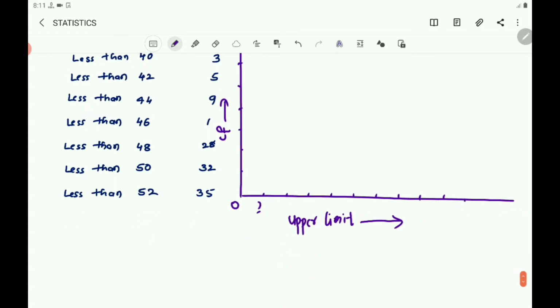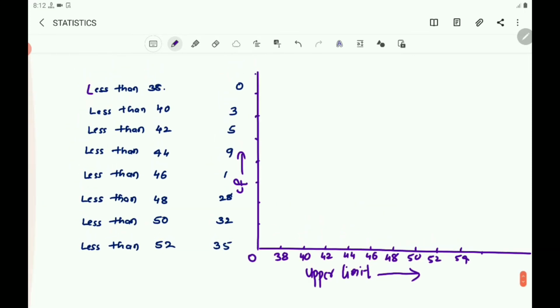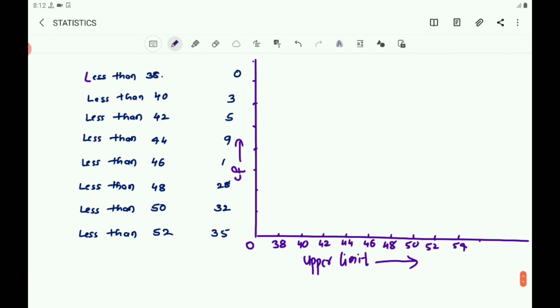Then you take 38, 40, 42, 44, 46, 48, 50, 52, 54, like this way. And here you take 5 for 1 centimeter: 5, 10, 15, 20, 25, 30, 35, 40, like this way.